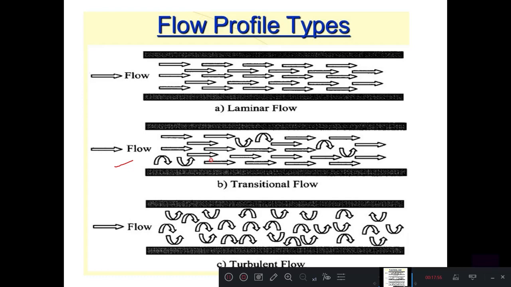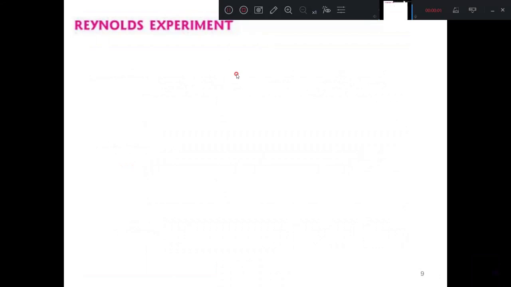So turbulent or laminar flow is determined by the Reynolds number. This is how the flow profile types can be classified as laminar, transitional and turbulent. These flow profiles can be identified by using the Reynolds number, and hence Reynolds experiment can be explained further. Reynolds experiment is used to identify the type of flow through pipes, that is, laminar or turbulent flow.